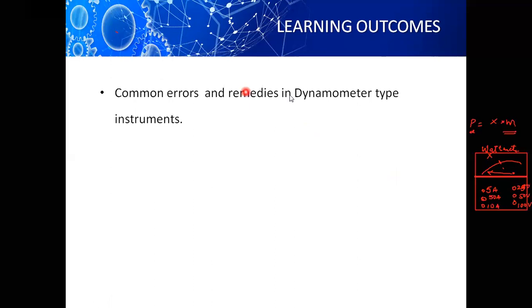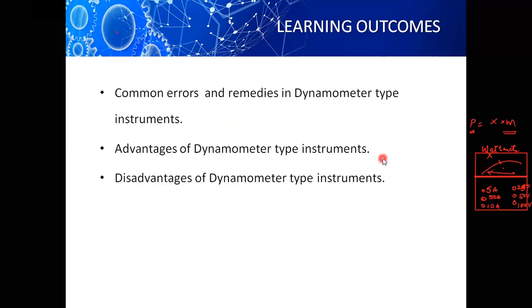Hence, we have seen common errors and remedies in dynamometer type instruments. After completion of this whole presentation, the student must be able to list out common errors and remedies in dynamometer type instruments, and also write the advantages of the dynamometer type instrument, and also write the disadvantages of the dynamometer type instrument.